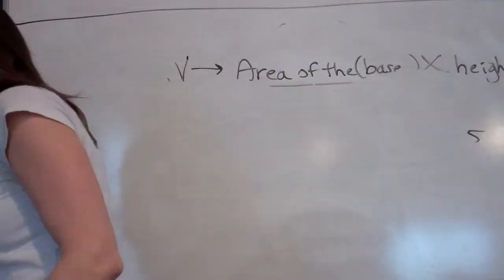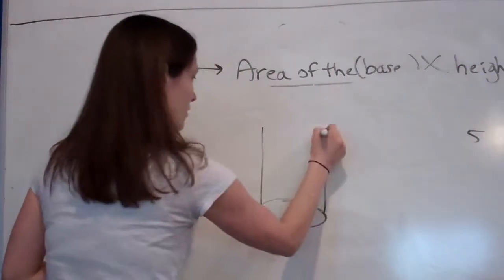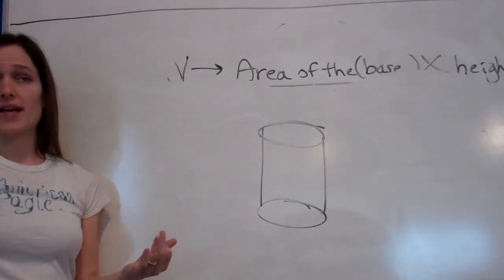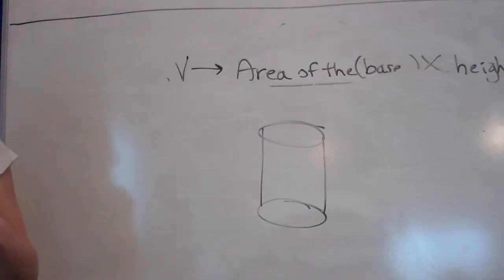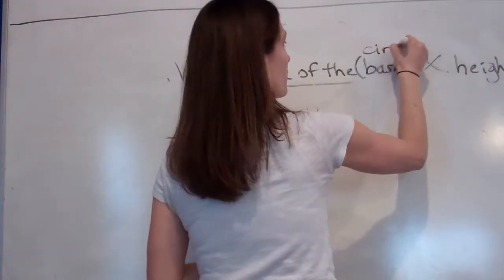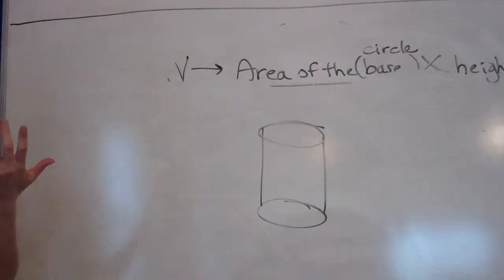Alright, let's do another one. This one is our circular cylinder. Now, this one is already set up, what I would say correctly. So what is our base? A circle. So right here where it says base, I'm going to put circle. The area of the circle times the height. Now, this is where it comes in handy for you to know the formulas of each one of these figures. So what is the area of a circle?